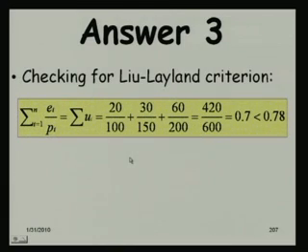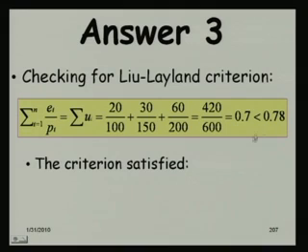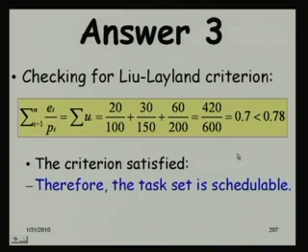Let us check the answer. Yes, it is schedulable, because if we check the utilization for the 3 tasks, 20 by 100, 30 by 150 and 60 by 200, it is 0.7, and by the Liu-Layland criterion itself we can say that the task set is schedulable. We need to look no further.